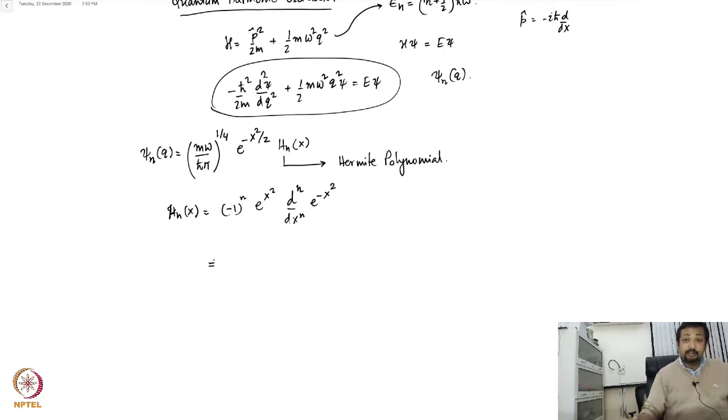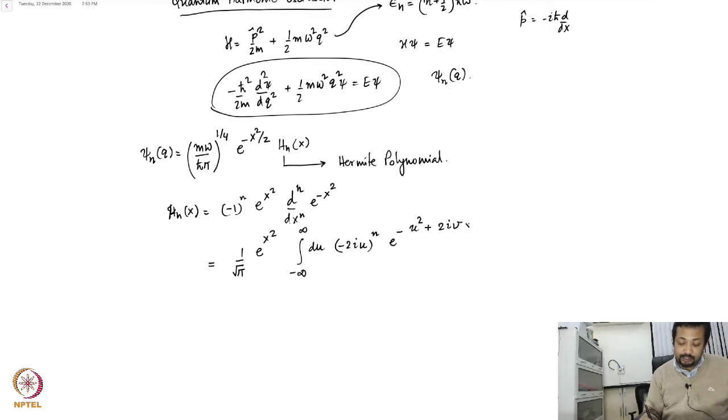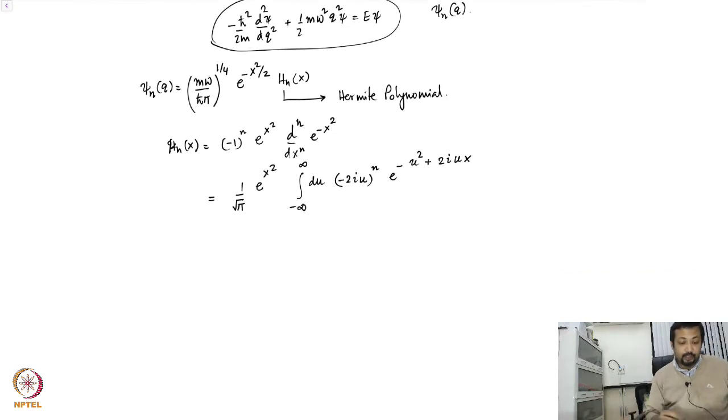Interestingly, this also has an integral representation, and that is what we want to write down. The integral representation is 1 over square root pi e to the power x square, integral from minus infinity to plus infinity du (minus 2iu) raised to the power n e to the power minus u square plus twice iux. Sorry, twice iu times x, because I'm integrating over u, there should not be any other variable. By the way, x here is square root of m omega over h bar times q.